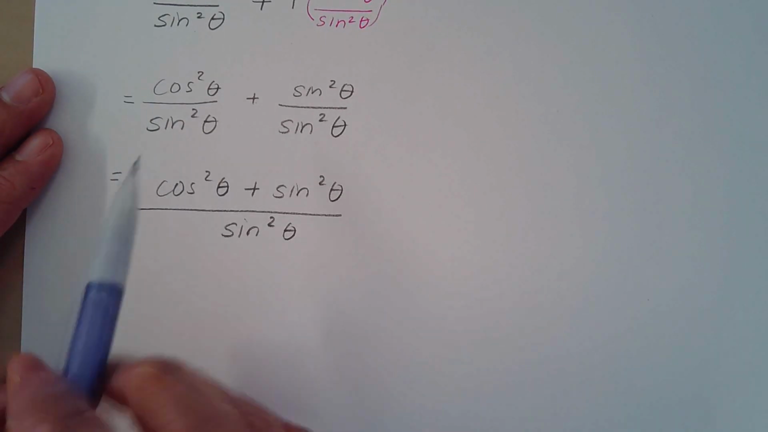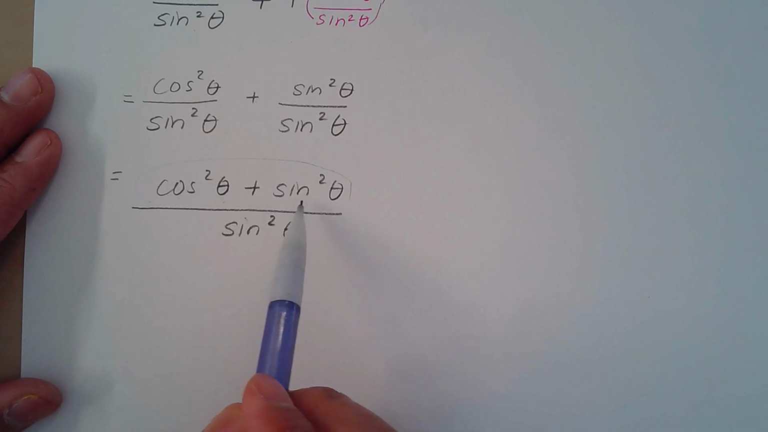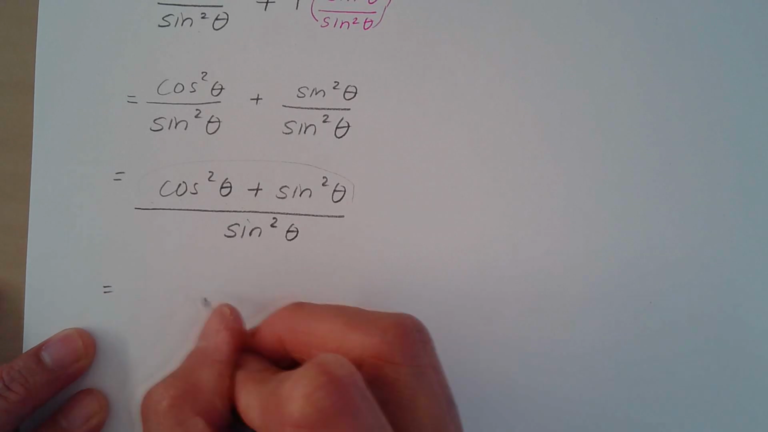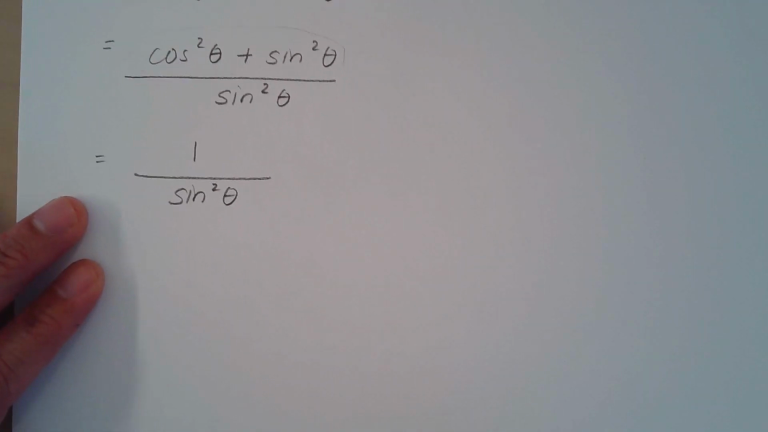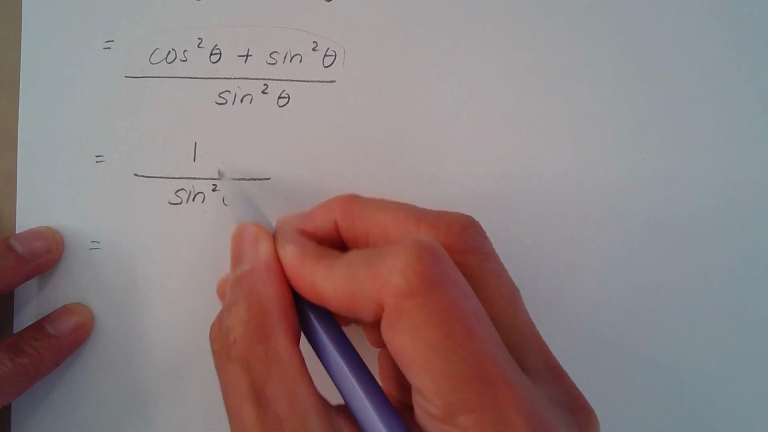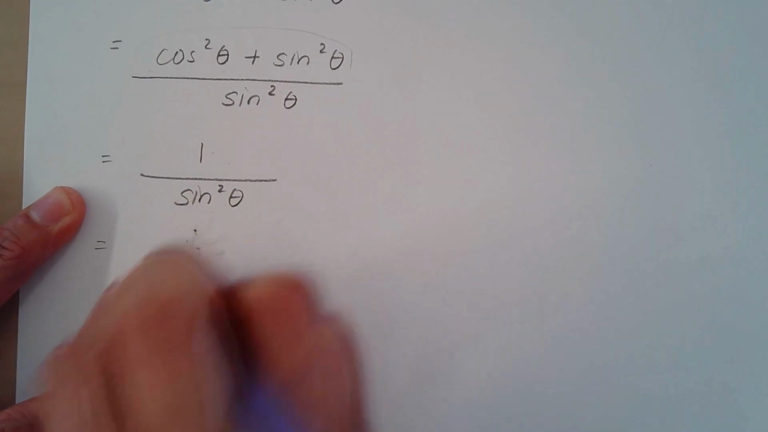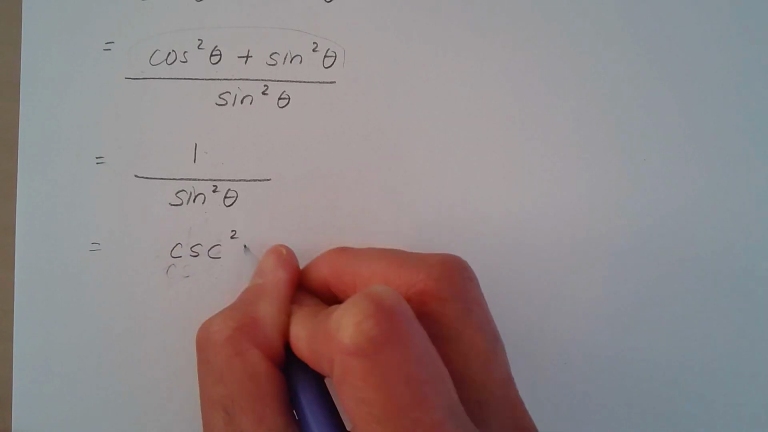Okay, what do we know about this one? Cos squared theta plus sine squared theta is equal to 1. Right, that's your first Pythagorean identity. So 1 over sine squared theta. Okay, what's 1 divided by sine theta? The cosecant, but it's squared, so 1 divided by sine squared theta is cosecant squared theta.